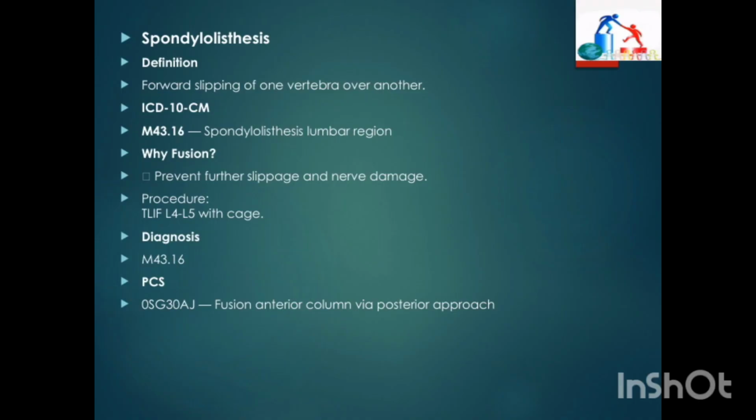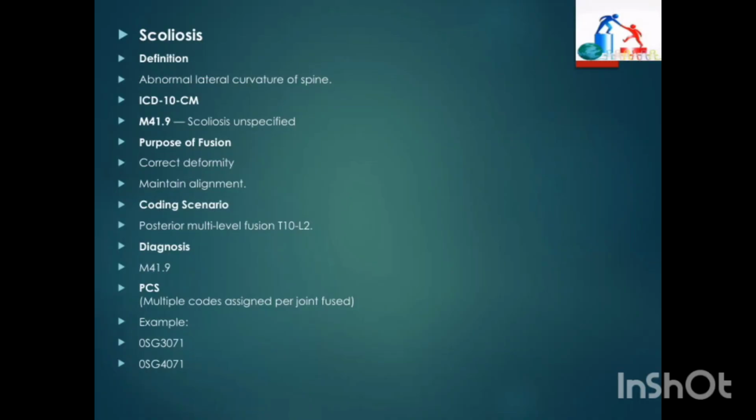Let's talk about scoliosis. Scoliosis is an abnormal lateral curvature of the spine, meaning the spine curves sideways in an unusual way. In the ICD-10-CM coding system, the code for scoliosis that isn't specified further is M40.19. The main purpose of performing spinal fusion in scoliosis cases is to correct the deformity and maintain proper spinal alignment. This helps prevent the curve from worsening and improves the patient's posture and function.